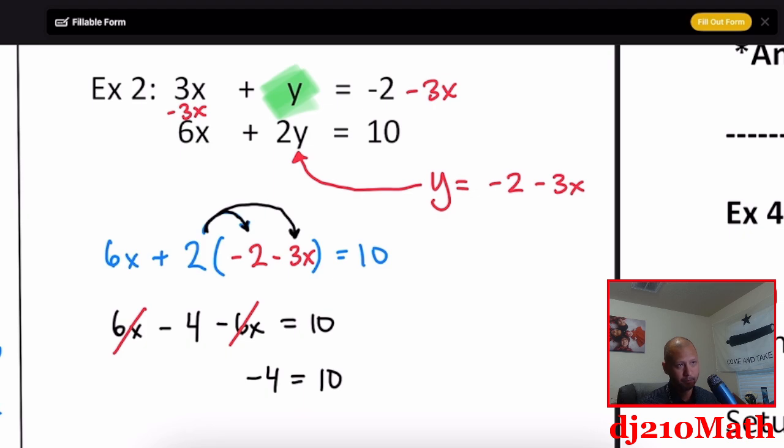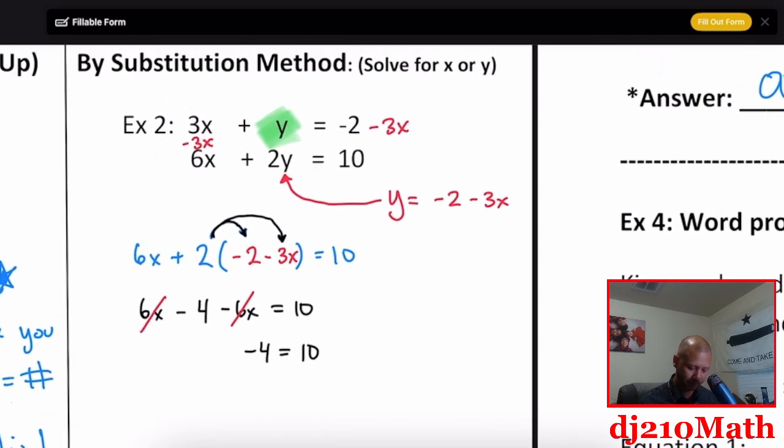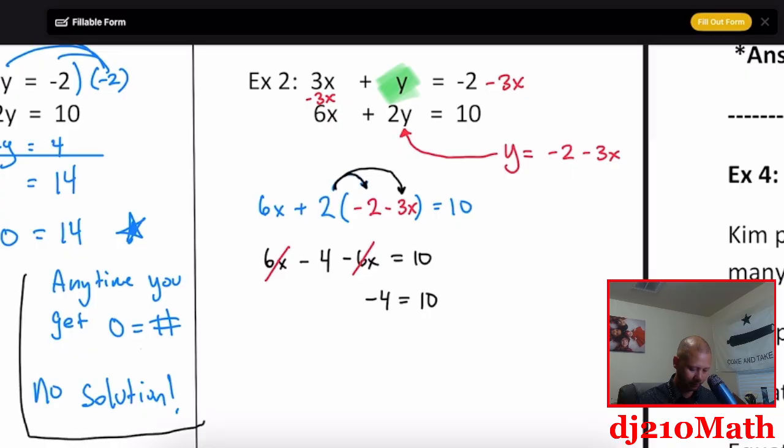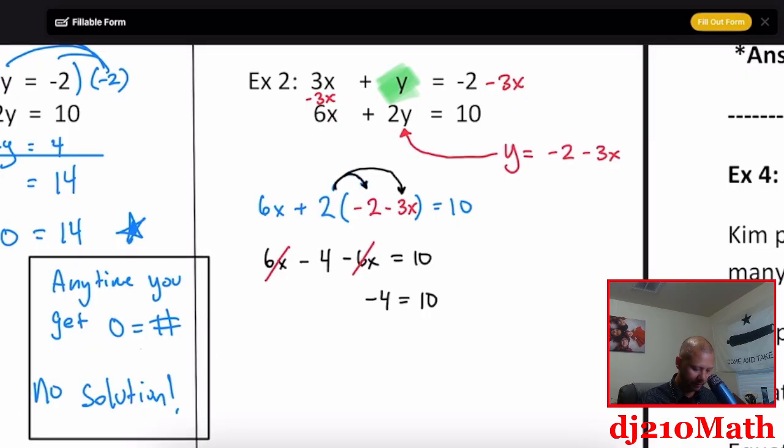So this is crazy, but to follow what we did in the previous section, like with the notes, right? Here, I'm taking advantage of this. Anytime we get zeros equal to a number, I'm going to add 4. It's kind of unnecessary, but just so you can see, stay consistent with the notes. We have 0 equals a number. This is bad. This is no solution.